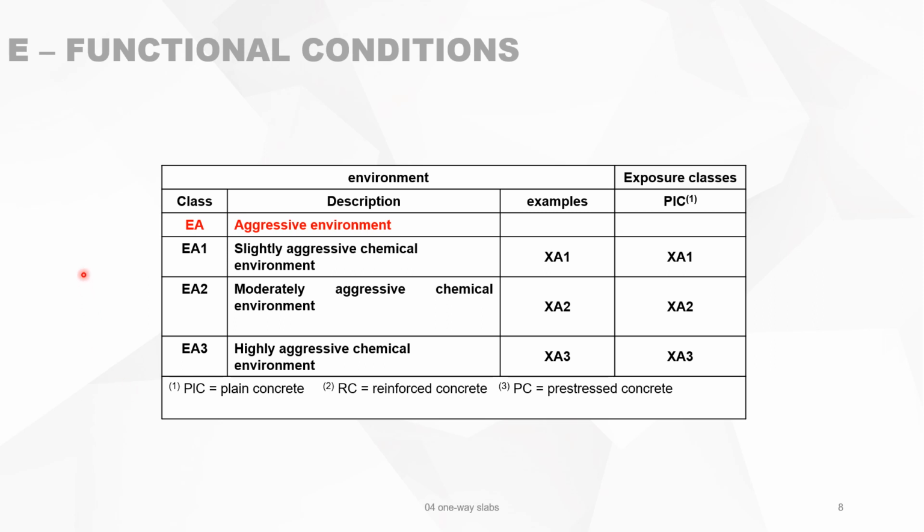And the third group of environmental classes is the aggressive environment. There is a list of chemicals, and depending on this list, you will be in a class EA1, 2, or 3. In practice, this will influence the composition of the concrete, but you always have to apply the environmental conditions from the EE group.